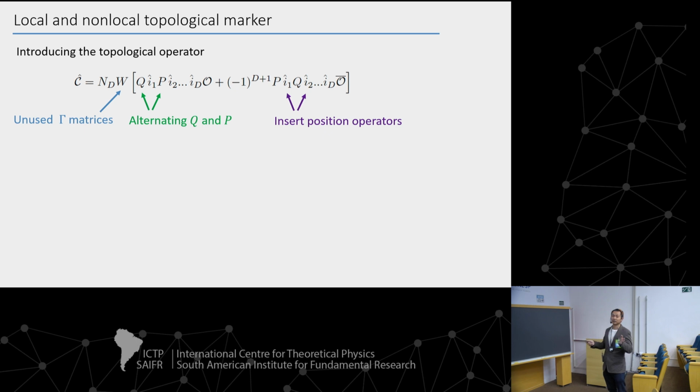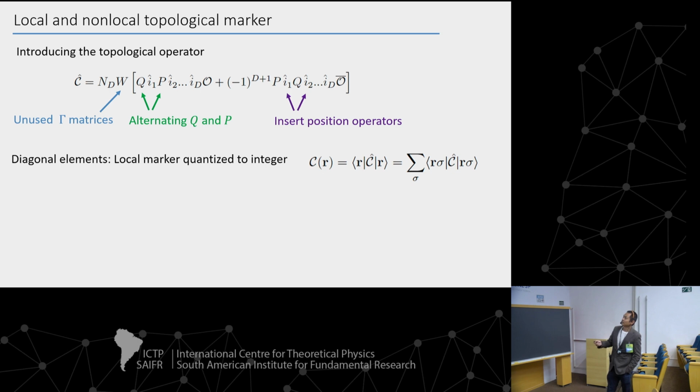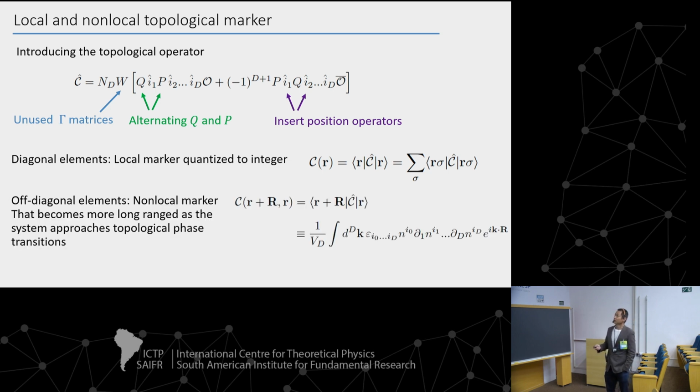If you have 5 dimensions, if you want to have fun with topological materials in 11 dimensions, then you sandwich 11 position operators in between. They all work. So the claim is that the diagonal elements of this operator will give you the local topological marker that should be quantized to an integer. The off-diagonal elements of this turn out to be equal to the Fourier transform of the integrand of this universal topological invariant.